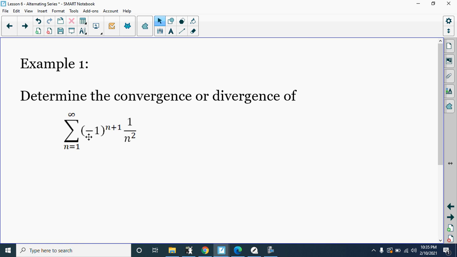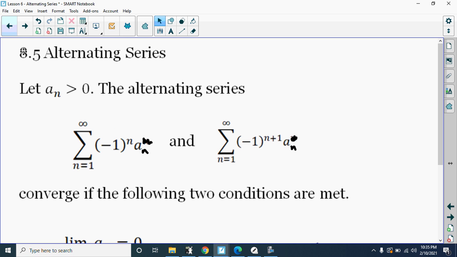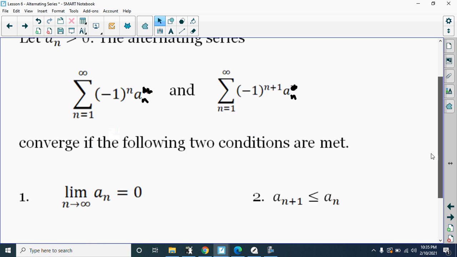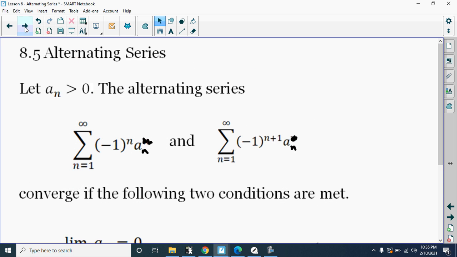So example 1 asks us to determine the convergence or divergence of the sum as n goes from 1 to infinity of negative 1 to the n plus 1 times 1 over n squared. This tells us that we have an alternating series. It also tells us if I plug in 1, my first term is positive. So because we have an alternating series, we're going to check these two things. We're going to check to see if the limit as n approaches infinity does go to 0, and if I have decreasing values in my terms.